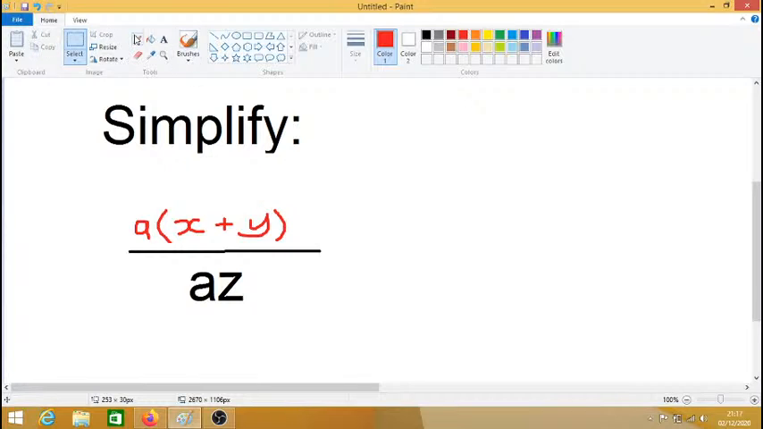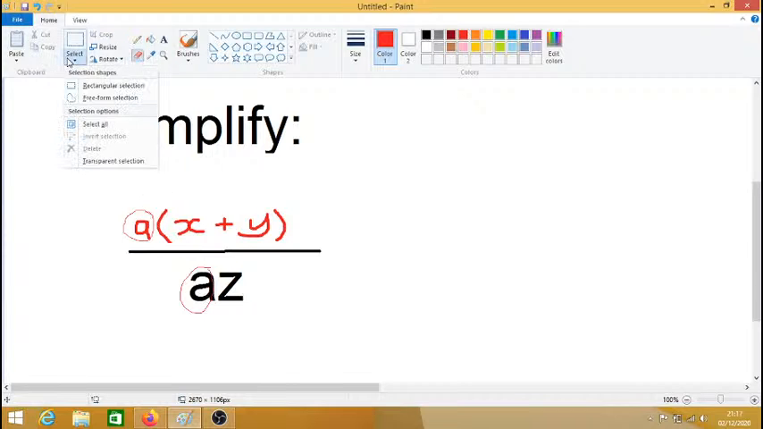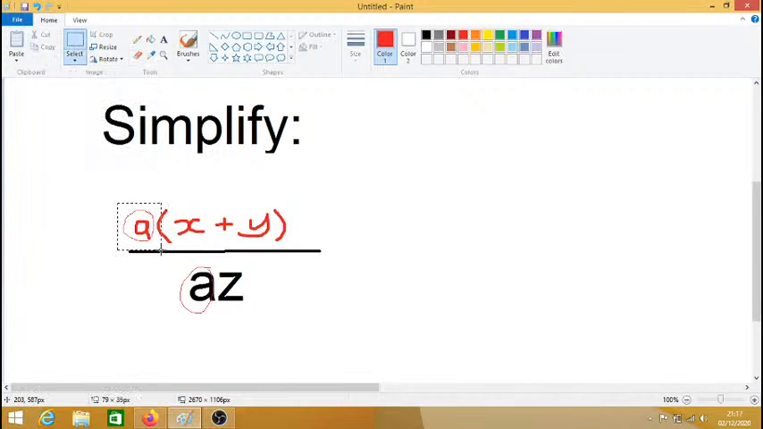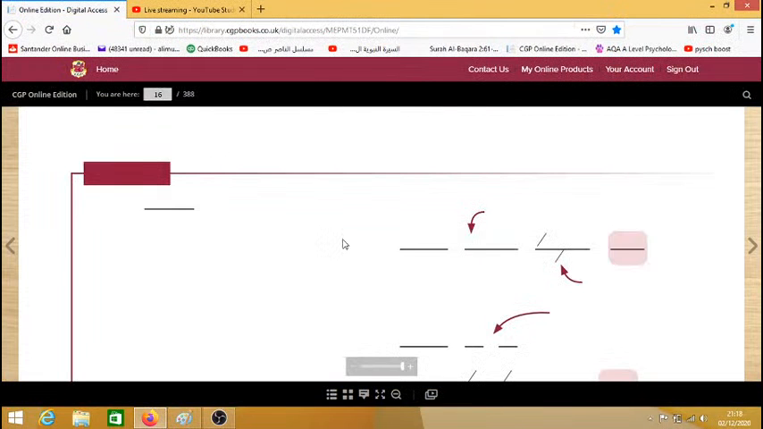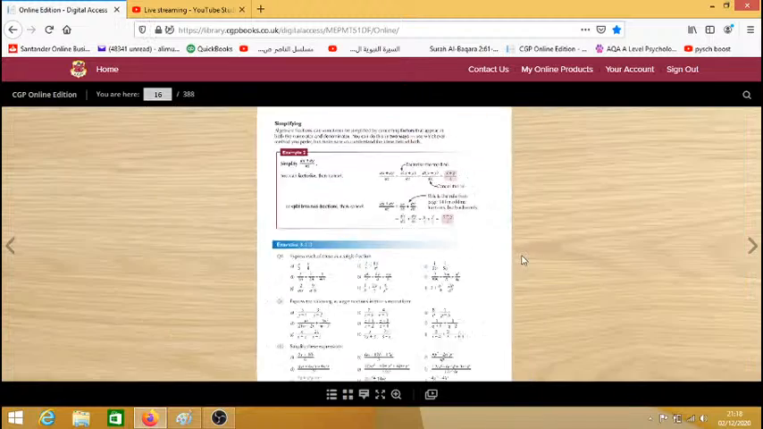And now if I look very quickly, I can see I've got the same number being divided by the same number. So a divided by a, that will cancel, that will become 1, and there's no need to write the 1. So you're just left, once you remove the brackets, with x plus y on the top and z on the bottom. Okay, perfect.